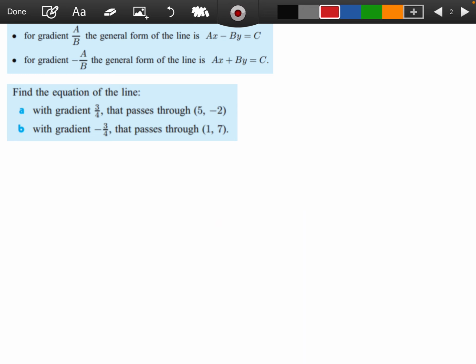To shortcut that a little bit, when your gradient is positive, the general form of the line is: numerator of slope is the coefficient of a, and because my gradient was positive, I end up with a negative, and then the denominator of my slope is the coefficient of b. Similarly, if my gradient is negative, in the second line here, my general form ends up being positive, with the numerator of my slope as the coefficient of a, and the denominator of my slope as the coefficient of b.